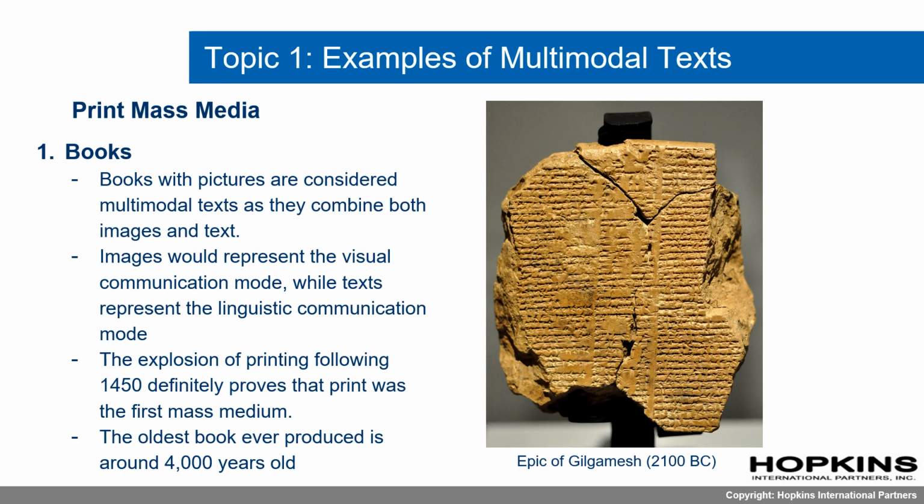One example of the print mass media would be books. Books with pictures are considered multimodal texts as they combine both images and text. Images would represent the visual communication mode, while texts represent the linguistic communication mode. The explosion of printing following the year 1450 definitely proves that print was the first mass medium. The oldest book we know of is the Epic of Gilgamesh, which was written in 2100 BC. It is around 4,000 years old and is around 2,000 years older than Cleopatra or Julius Caesar.